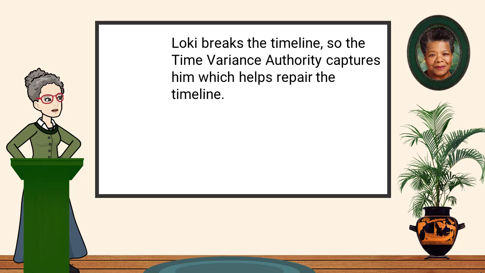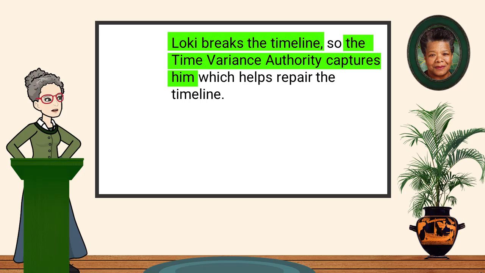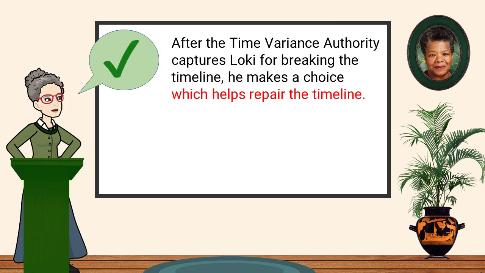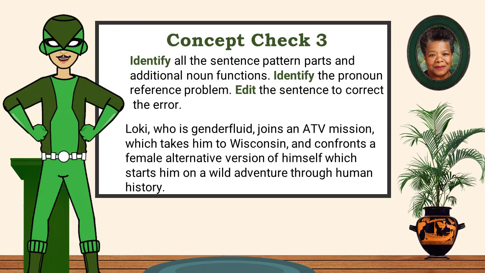There are two independent clauses. Loki breaks the timeline and the Time Variance Authority captures him, joined by so. The sentence ends with the relative clause beginning with which. However, the pronoun right in front of this dependent clause is him, and which helps repair the timeline is not telling us any information about him. What, in fact, does which stand in for? Seemingly nothing. We can fix the error by revising the sentence so that a clear noun appears in front of the relative clause. Now, which stands in for the choice and functions as the subject in the adjective clause that tells what kind of choice. Follow the directions on the handout to parse the sentence and edit any pronoun errors.